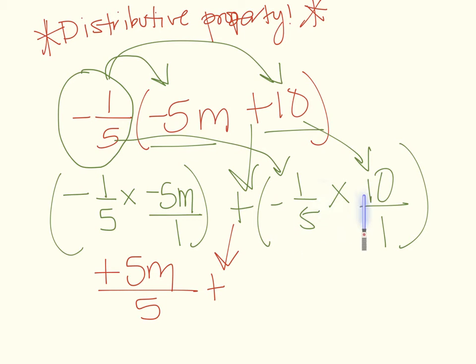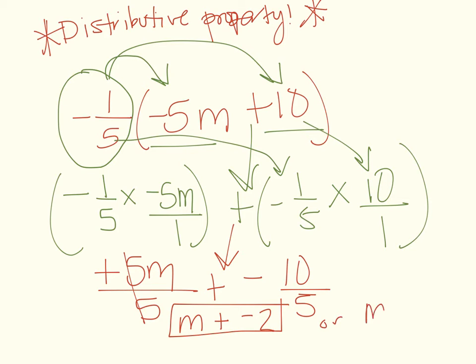All right, so what's a negative times the positive? Hopefully you know that. That's going to be negative. So now we just multiply straight across. We have 1 times 10, so what's 1 times 10? 10. And what's 5 times 1? 5. Okay, now we can reduce or simplify. How many times does 5 go into 5? 1 time. But you could just write m plus negative, let's see this. How many times does 5 go into 10? 2. So you can write m plus negative 2 or m minus 2.